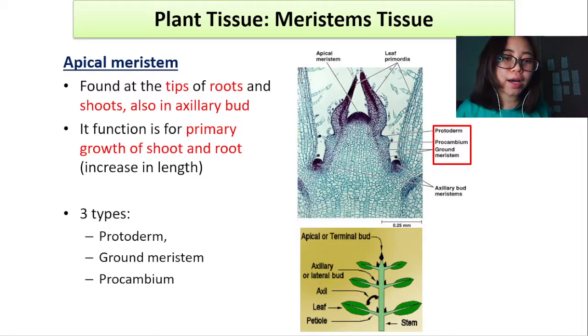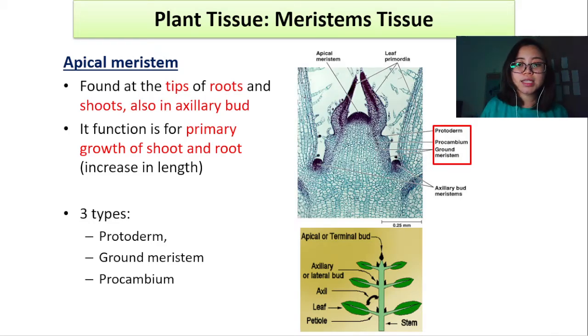Kita sambung dengan slide. The function of apical meristem is for primary growth of shoots and roots. So it will increase the length of the plant. There are three types of apical meristem. They are the protoderm, ground meristem, and procambium.